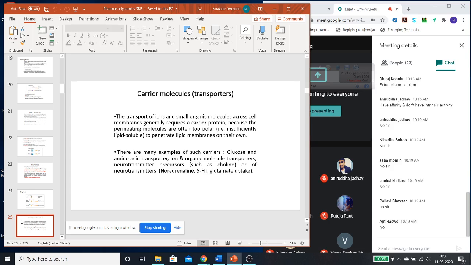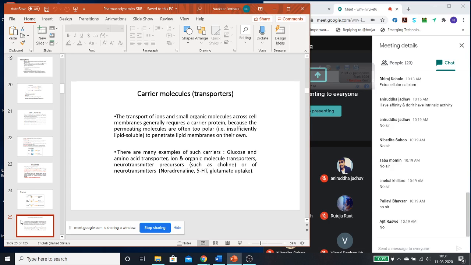Then next in that case is drugs acting on carrier molecules like transporters. Just like ion transporter, there are some other important organic molecules that are also transported. They require carrier proteins, and since they are permeating molecules, they are often too polar. We know that in absorption, very polar drugs are actively transported, and you need some carrier mediated transport or active transport mechanism. So there are many examples of the carriers like glucose, amino acid transporters, ion transporters, organic molecule transporters, neurotransmitter precursors like choline.